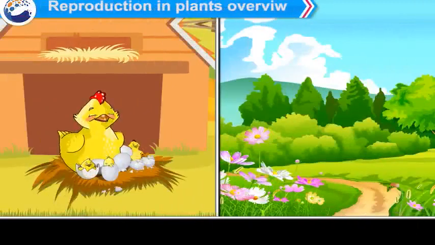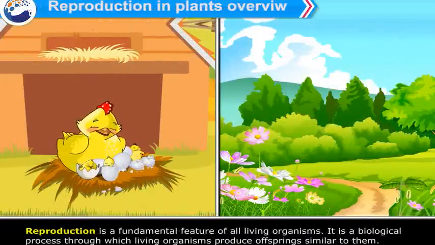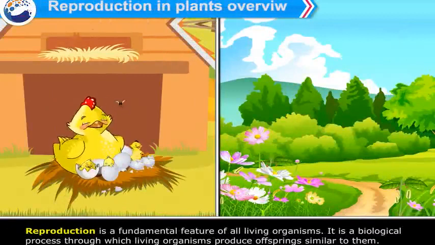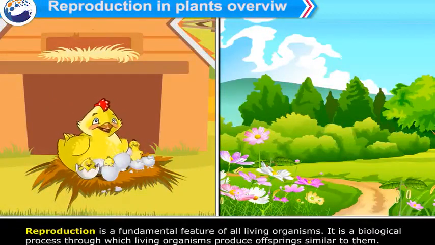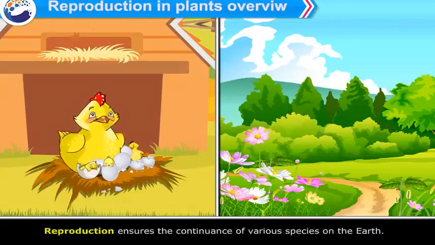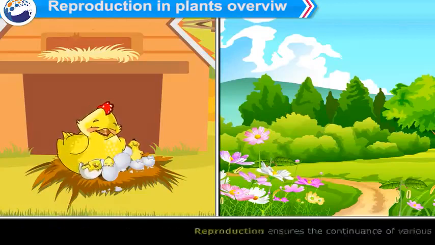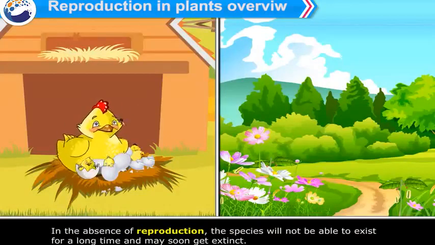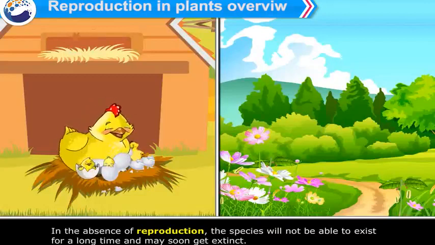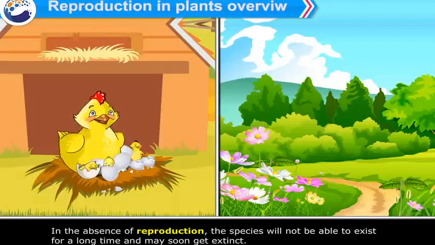Reproduction in plants. Reproduction is a fundamental feature of all living organisms. It is a biological process through which living organisms produce offsprings similar to them. Reproduction ensures the continuation of various species on the earth. In the absence of reproduction, the species will not be able to exist for a long time and may soon get extinct.